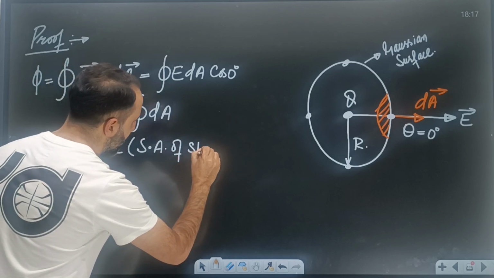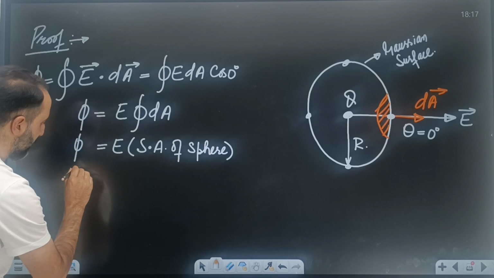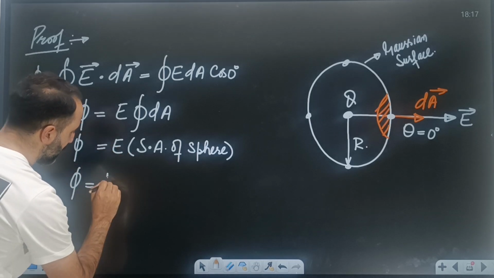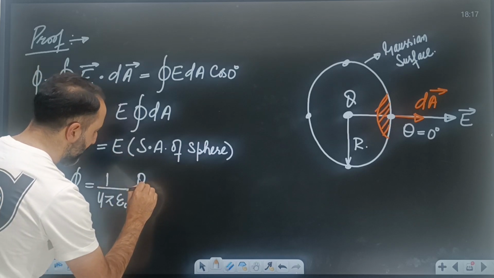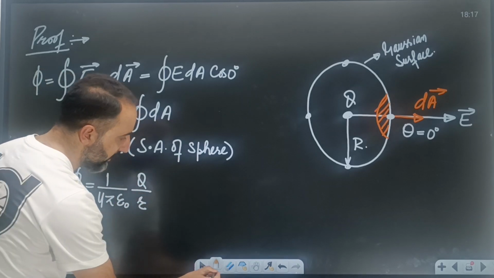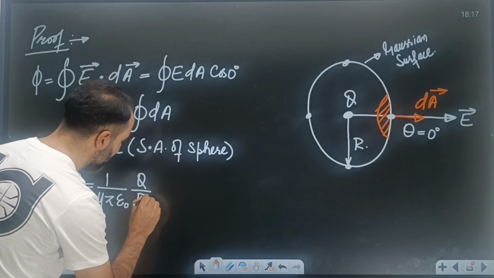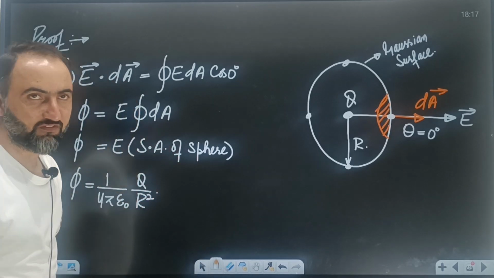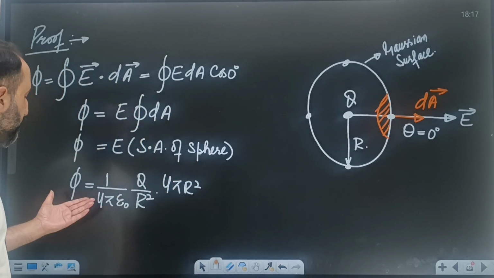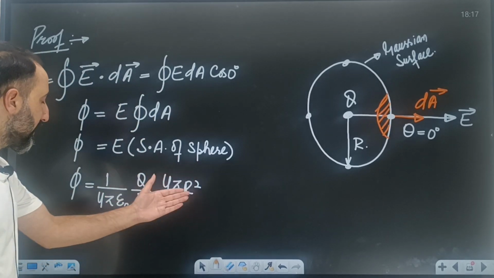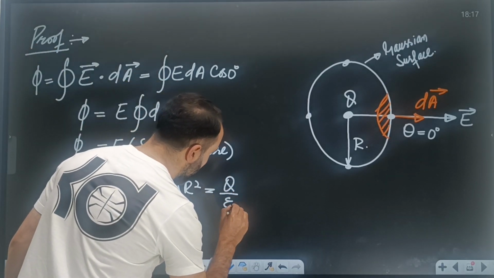Now you tell me what is the value of the surface area. So here I will write down the electric field due to point charge is equal to 1 by 4 pi epsilon naught multiplied with Q divided by r square. This is the electric field due to the positive point charge. Q by r square into what is the surface area? That is equal to 4 pi r square. Now have a look. This 4 pi cancels. r square cancels. We are simply left with what? Q divided by epsilon naught.